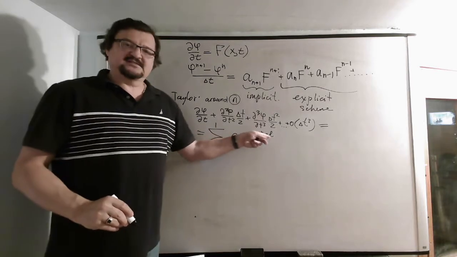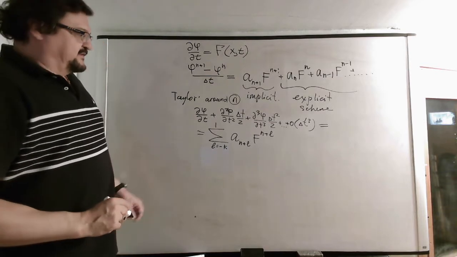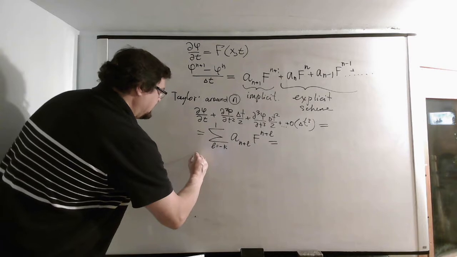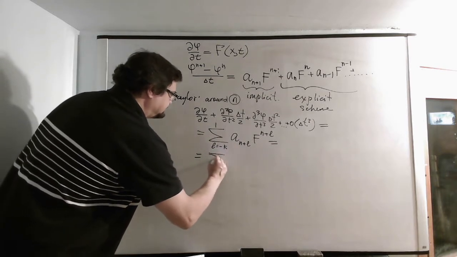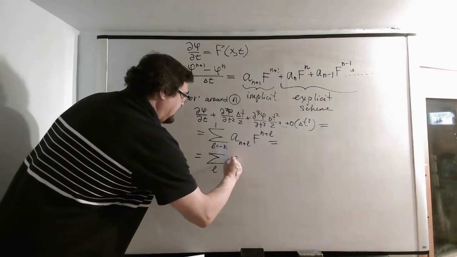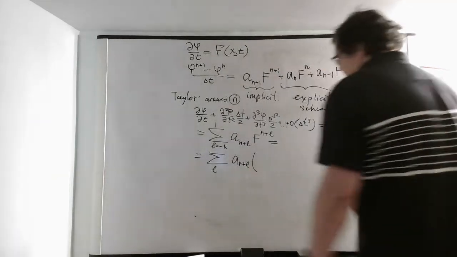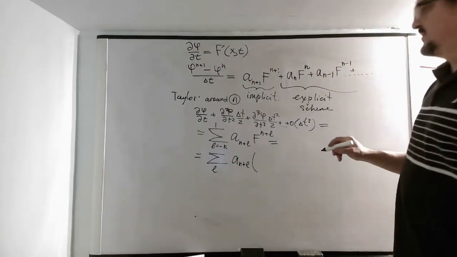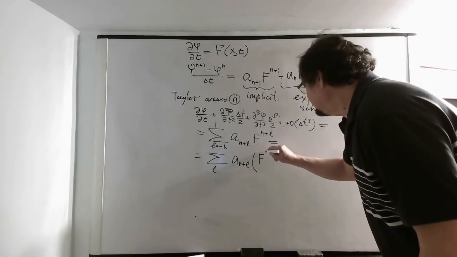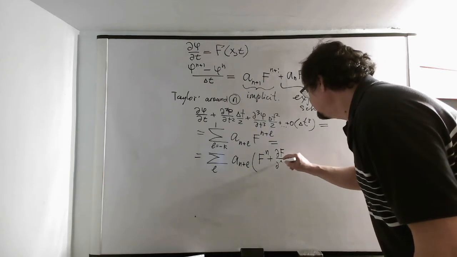This is just an index, it's not a power, in the power of n plus L. So now let's write it explicitly. So we have the sum of this L, I won't repeat it, A n plus L, and here you have F. So you linearize it around n. So you have f n plus df dt, Taylor series.